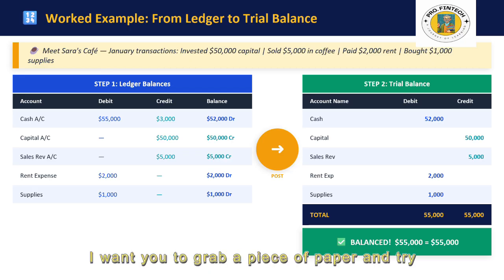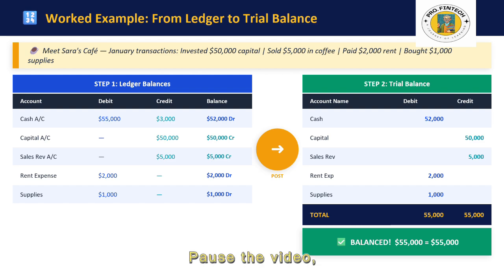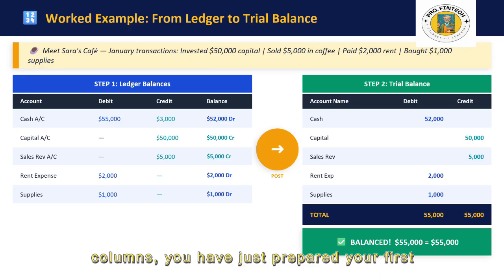Here's a quick pause moment. I want you to grab a piece of paper and try writing out that trial balance yourself from memory. Just the account names and which column they go in. Pause the video, do it, then come back. Done? Great. If you got all 5 accounts in the right columns, you have just prepared your first trial balance.